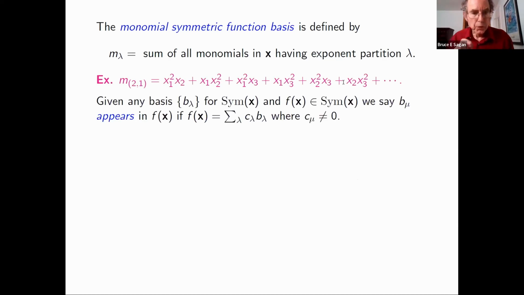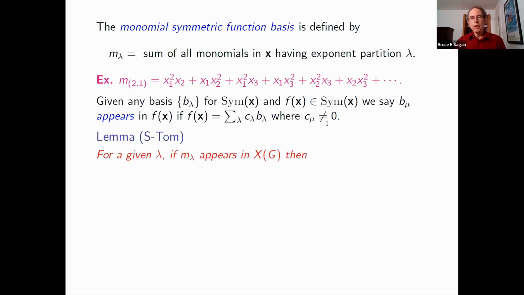So, crucial definition for us. Suppose I've got any basis for the symmetric functions. I take a function and expand it in that basis. Then we'll say that b sub mu appears in f of x if the coefficient, these c lambdas are the coefficients in the expansion, if the coefficient of this b mu is non-zero. Now notice we're not saying that it's positive or negative. We're just saying that it's not 0.